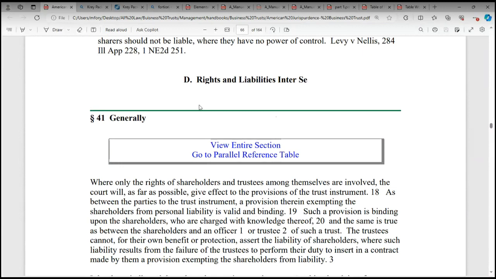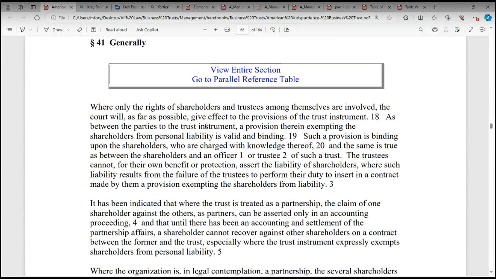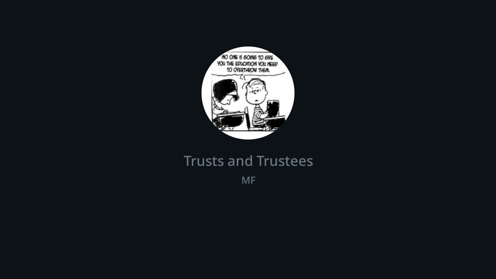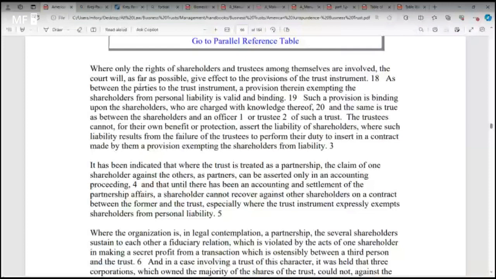This right here is section D now. This is rights and liabilities inter se. Inter se means amongst themselves. So since this is the shareholder section, this is the rights and liabilities amongst themselves. Where only the rights of shareholders and trustees among themselves are involved, the court will, as far as possible, give effect to the provisions of the trust instrument.